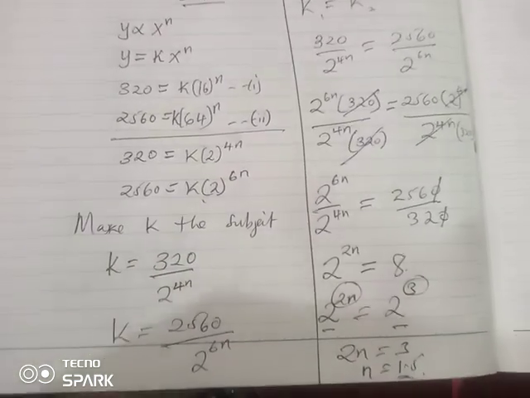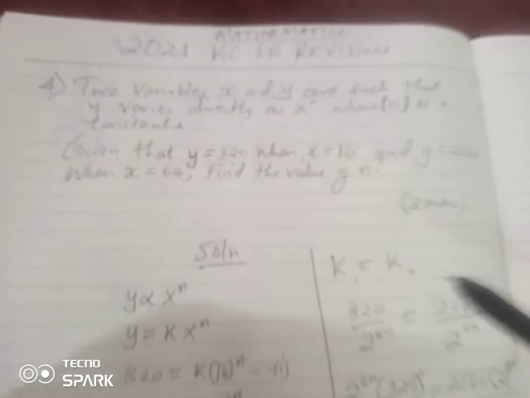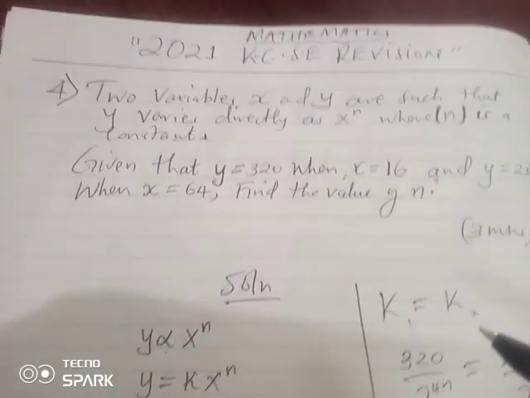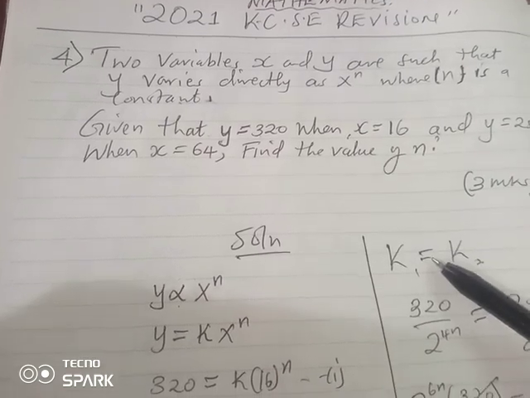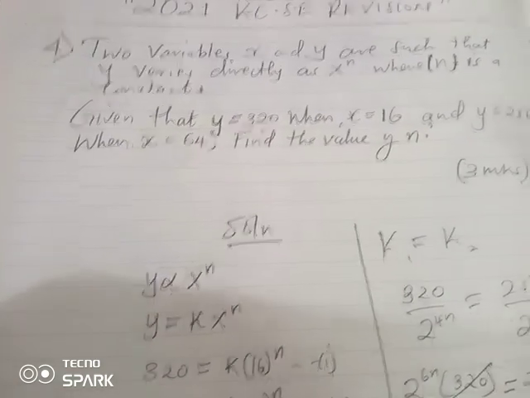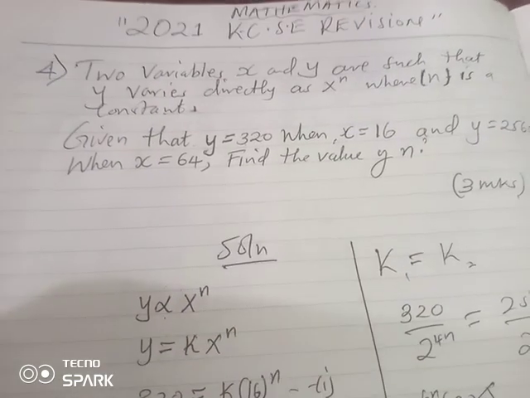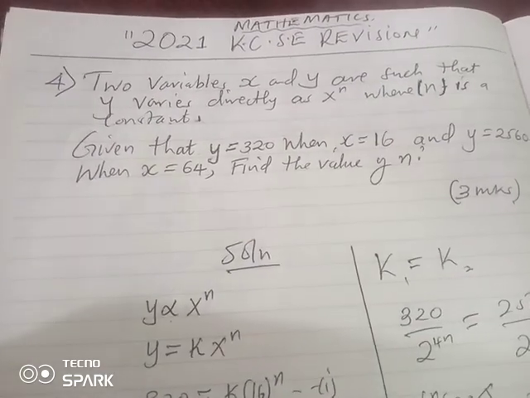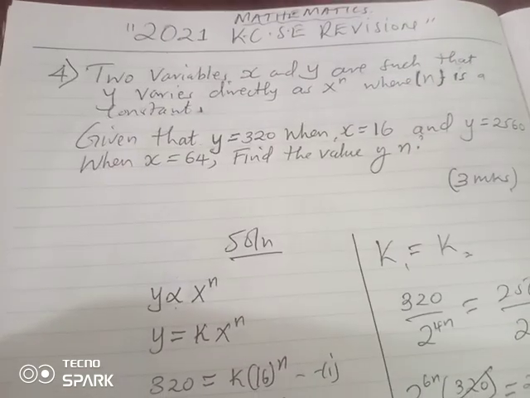So let's learn together. Let me promise my students again, you can never miss a question of variation. It's either partial variation, joint variation, or direct variation. That is homework I'm leaving with you. We all know the three types of variations: joint, direct, and partial.